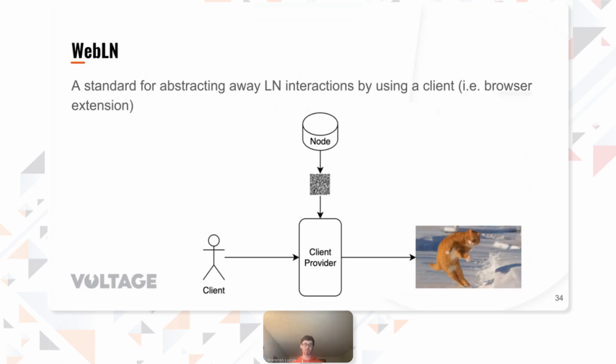So what this looks like from the user's perspective is, I want to make a payment. I want to see this cat jumping in snow. So I click to try to access it, and then a browser window pops up instead of a QR code. So I don't have to pull up my phone to scan anymore. I can just click pay in the pop-up, right?